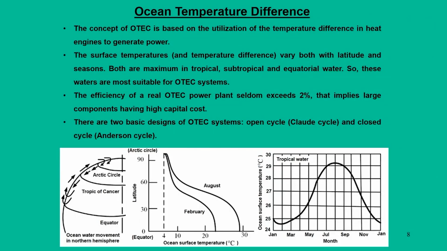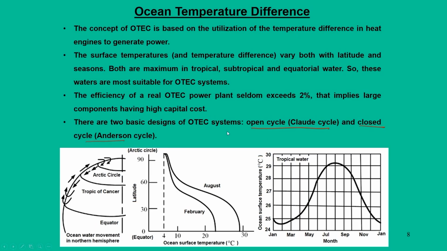energy from the oceans. So, based on that we have two cycles. One is called the Claude cycle, which is an open cycle in which the same working fluid is used, and the other is the Anderson cycle, or closed cycle, in which we use different working fluids: one for tapping the energy from the ocean water or sea water, and the other using that tapped energy, transferred to the secondary fluid, which normally expands in the turbine.